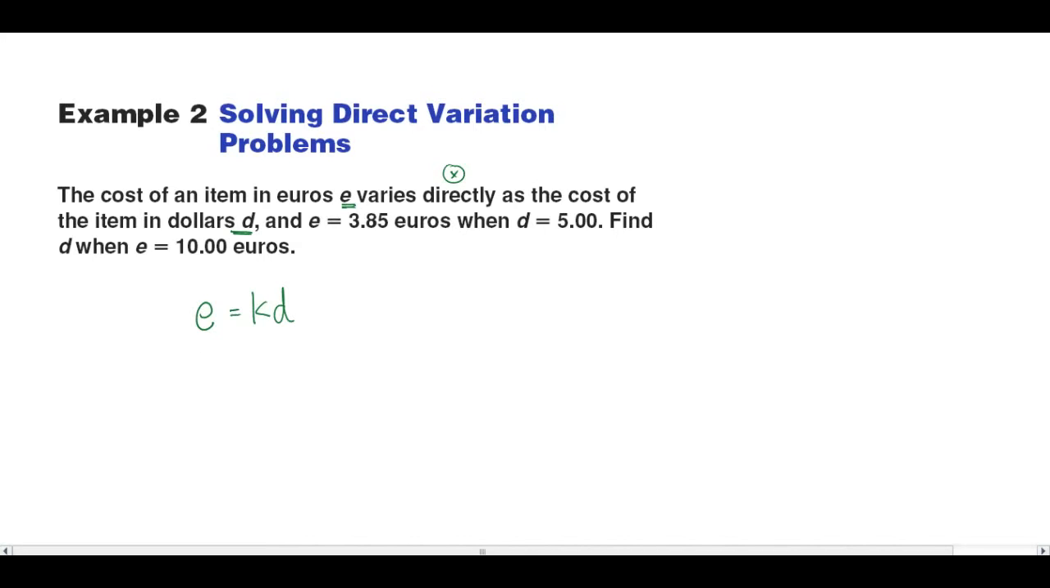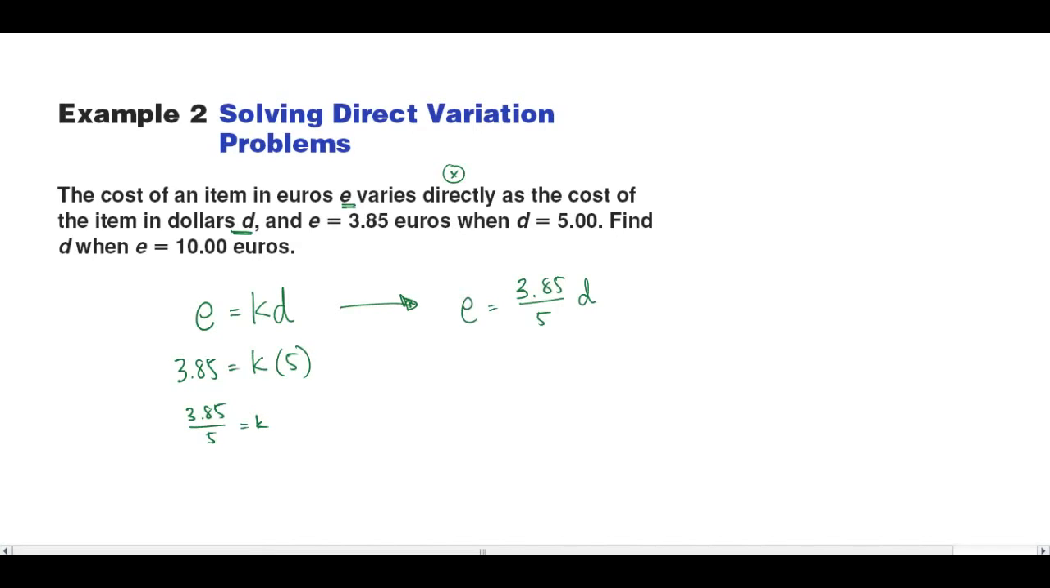I know that the euros we said was 3.85 at the airport. And I know K is my constant of variation. D is my dollar amount. And now I'm just going to solve for K. So if I divide that over, I get 3.85 over 5. That's my constant. But that's, again, not my equation. My actual equation that people are interested in is euros is equal to 3.85 over 5 times dollars.